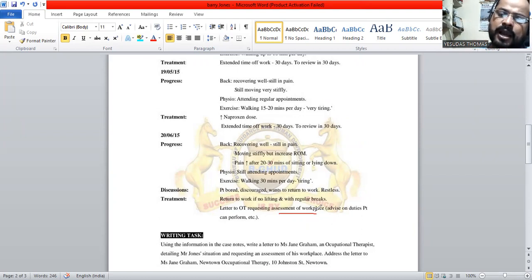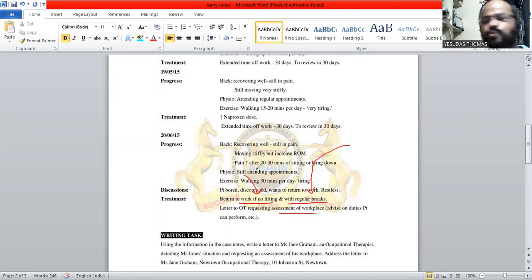Barry Jones, and to assess whether in his workplace he gets regular breaks and whether he is not required to do heavy lifting, making sure that these conditions are okay. If he is not getting regular breaks, and if he is assigned heavy lifting, then the workplace is not adjustable, so Mr. Barry Jones cannot continue his work.